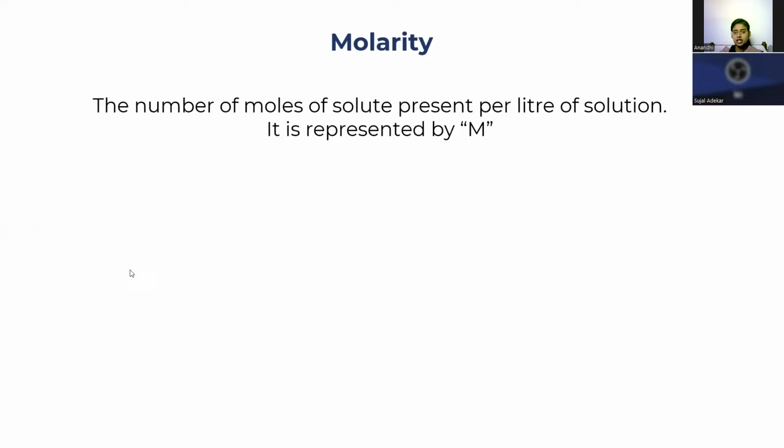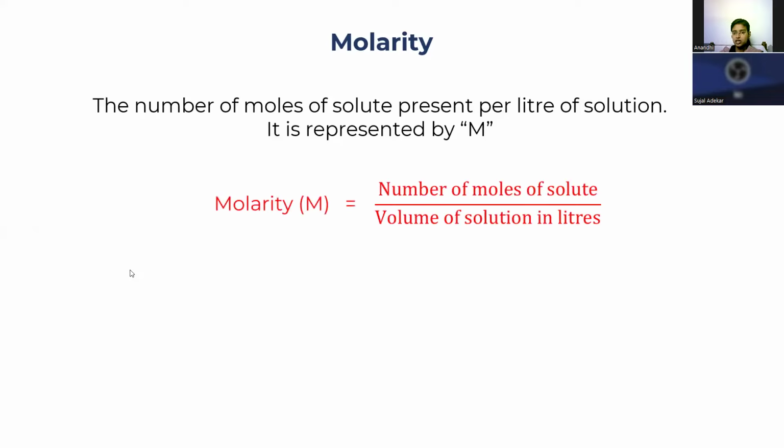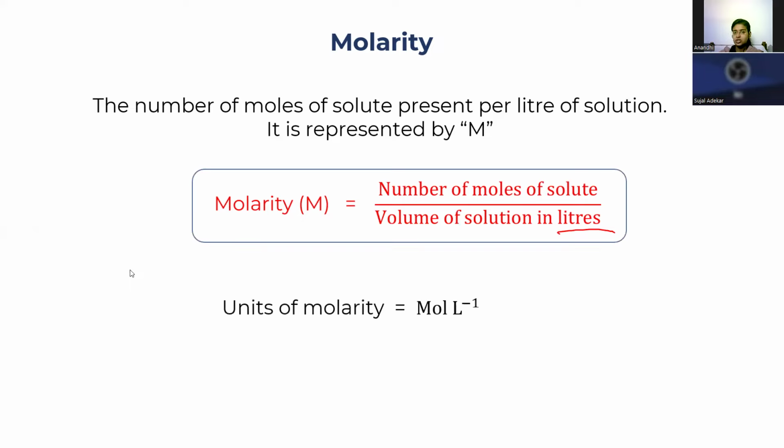In terms of formula, molarity is equal to number of moles of solute divided by volume of solution in liter. Volume of solution in liter, that is very important. And the unit is mole per liter. Number of moles unit is mole, and for volume it is L, so if you take this to the numerator, it is mole per liter. Just write down the formula and unit alone.